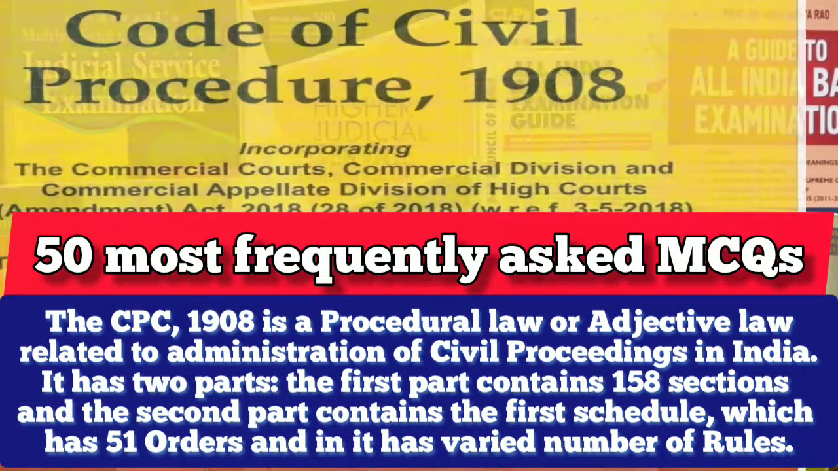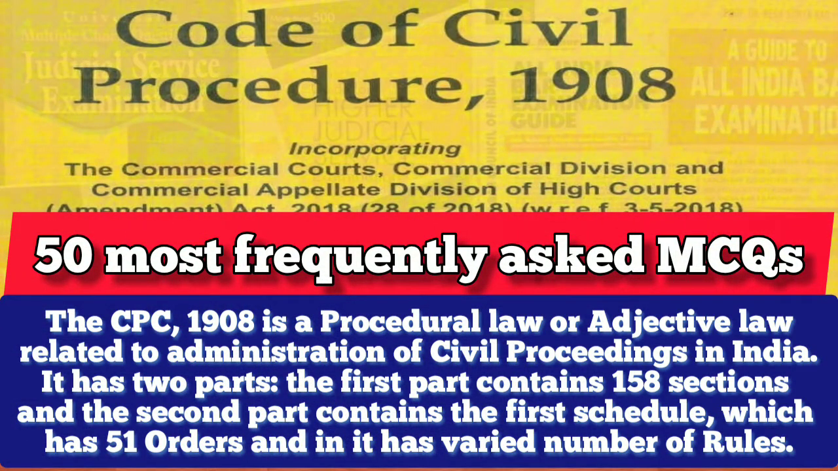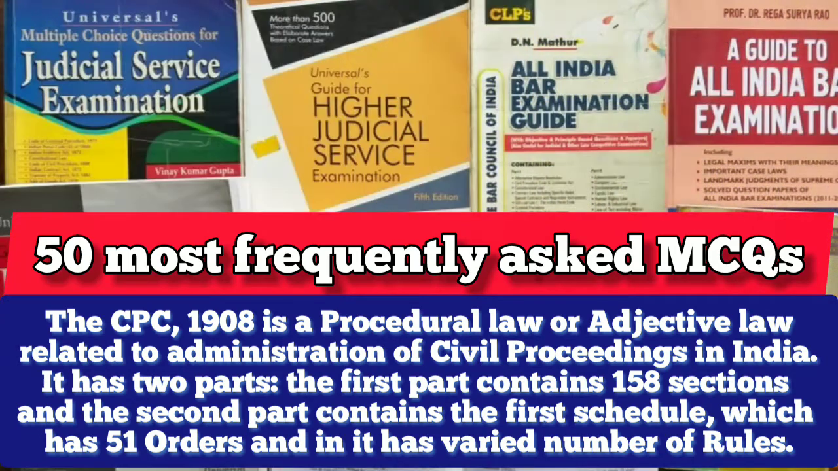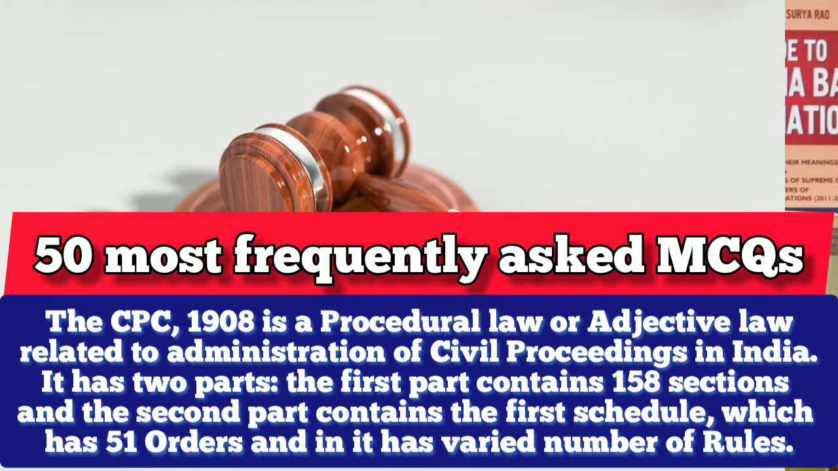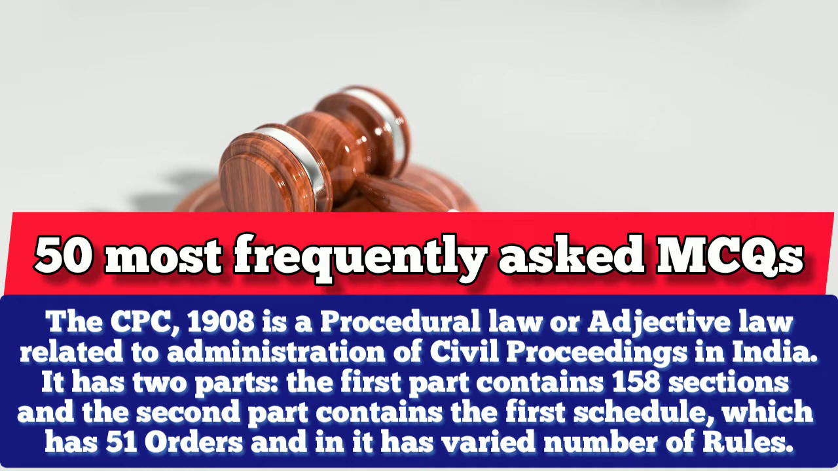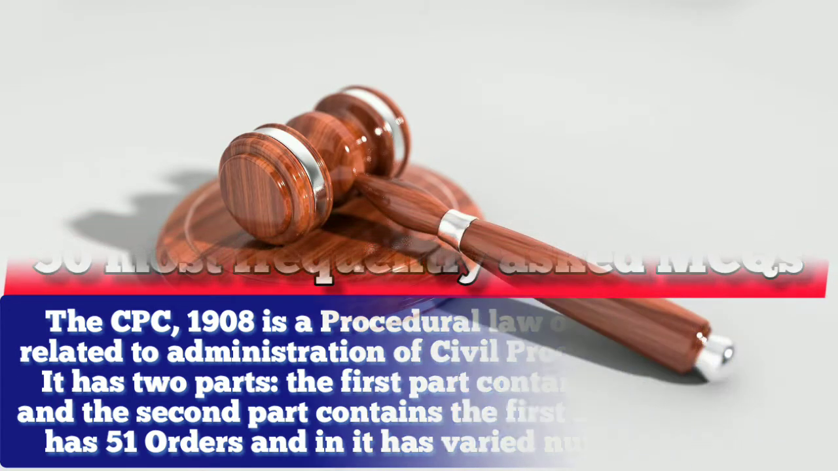Before coming to the questions, let us try to understand brief notes on the CPC 1908. It is a procedural law or adjective law related to the administration of civil proceedings in India. It has two parts. The first part contains 158 sections and the second part contains the First Schedule, which has 51 orders, and in it there are varied numbers of rules.